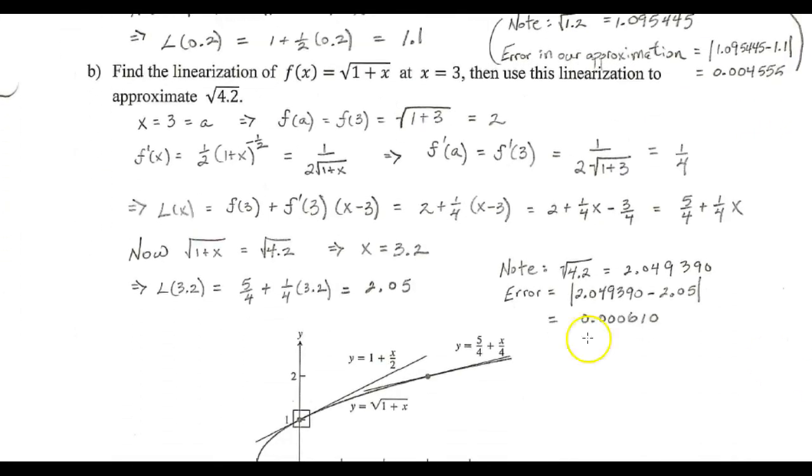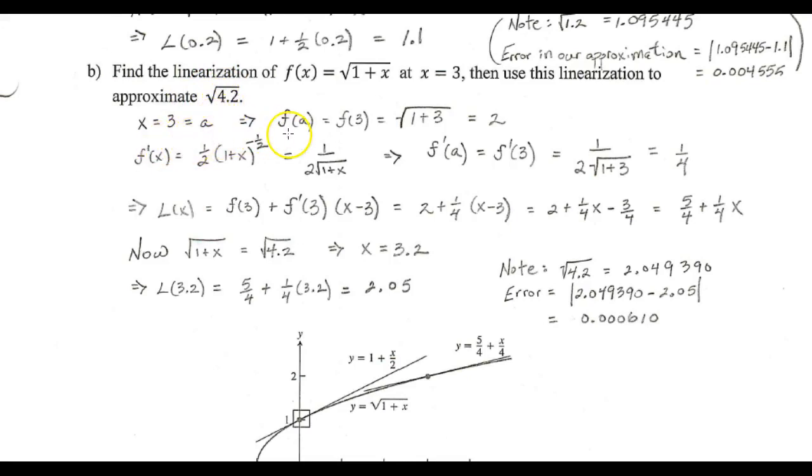All right, let's do the same thing, same function now, but I'm changing the a value. I want my a value to be x equals 3. So I want to approximate it with a different tangent line. I'm not going to use the same tangent line that was at x equals 0. I now want the tangent line at x equals 3. And then I'm going to use that linearization to approximate the square root of 4.2, instead of the square root of 1.2 like we did in part A.